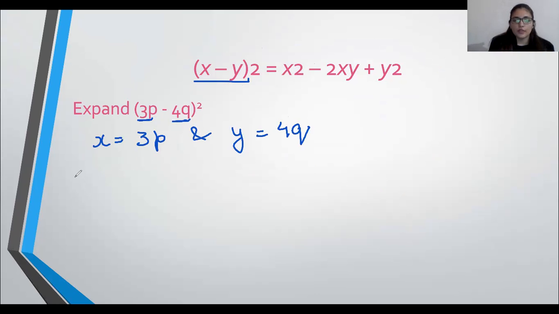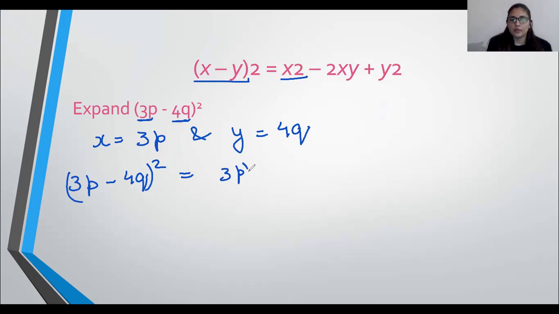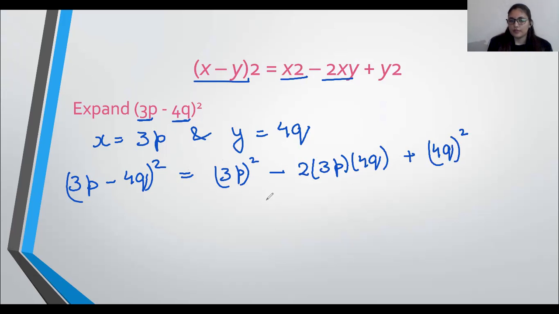So let's make use of the identity. So 3p minus 4q whole square, that is x minus y whole square. It is x square, so it will be 3p whole square, then a negative sign, okay? Then 2 times x, which is 3p, and y, which is 4q. Then plus y square, which is 4q to the power 2, right? Which is square. So now you just need to open the bracket.